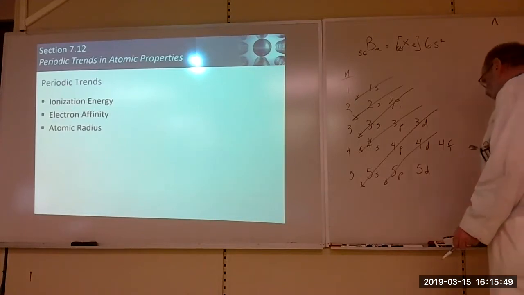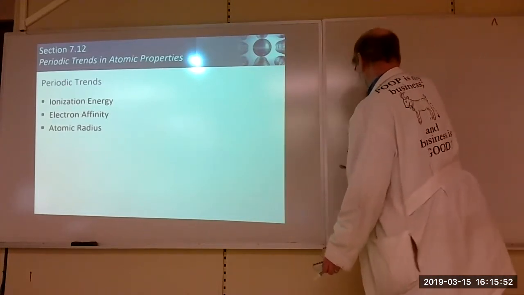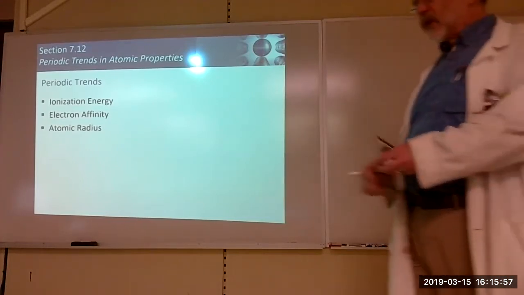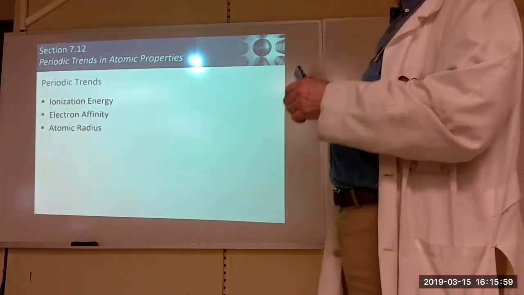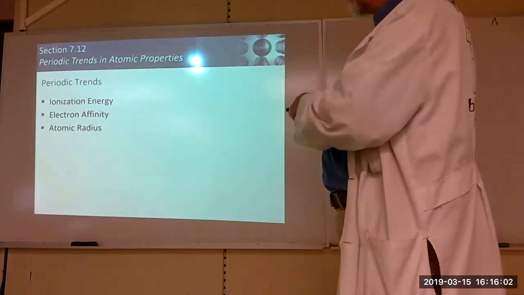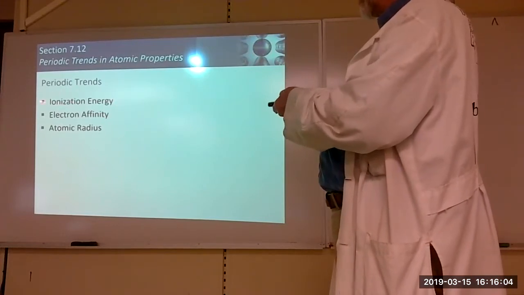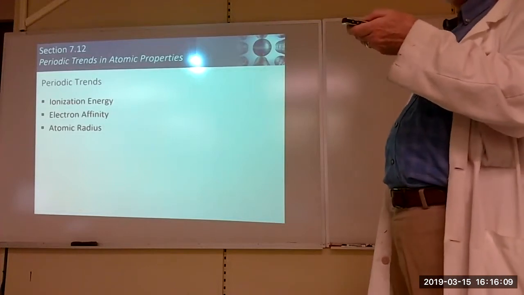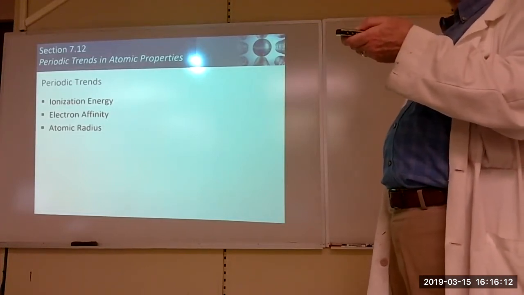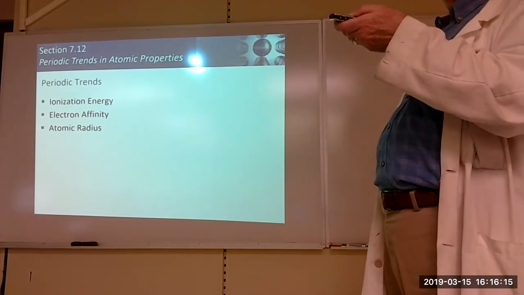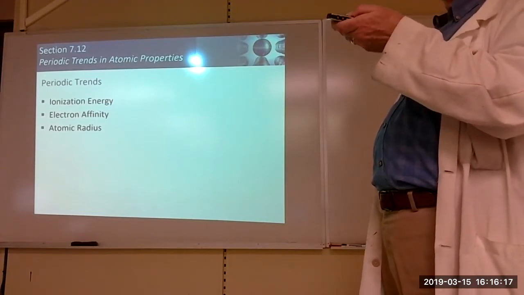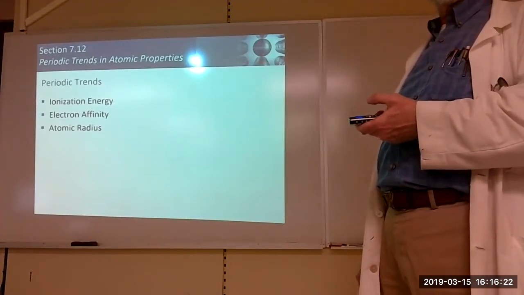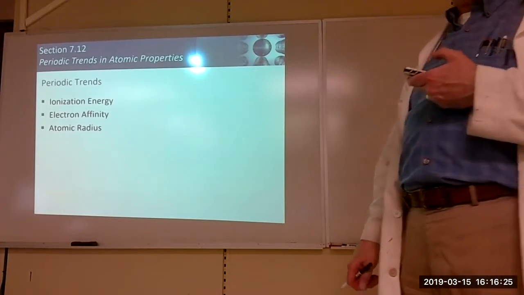Okay, periodic trends. So looking at the periodic table, and information on ionization energy. We'll take that one first. What happens is, as you go from bottom to top within a group, the ionization energy increases. Takes more energy to break the electron away.